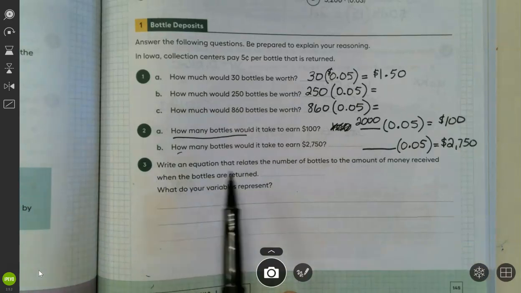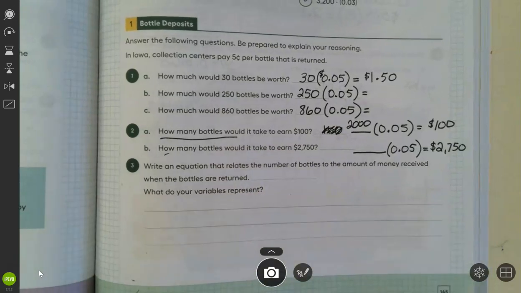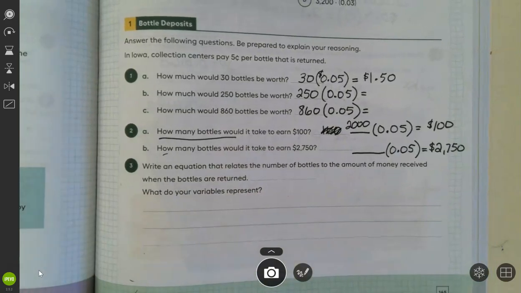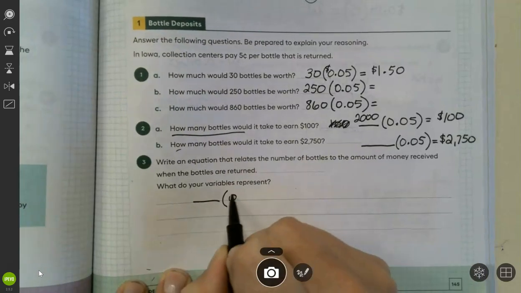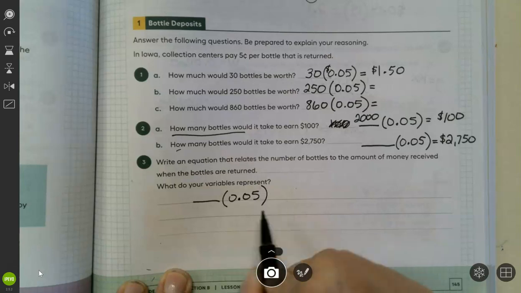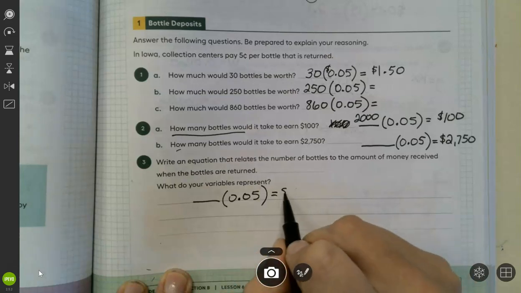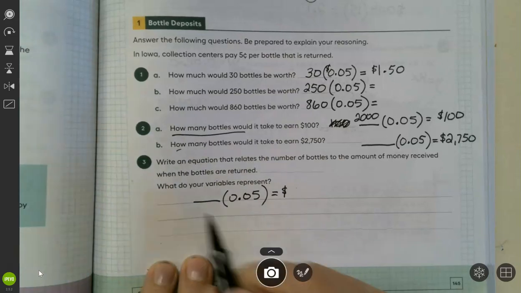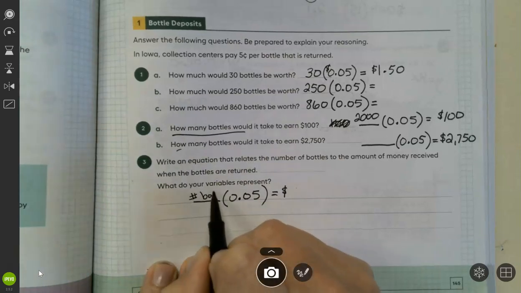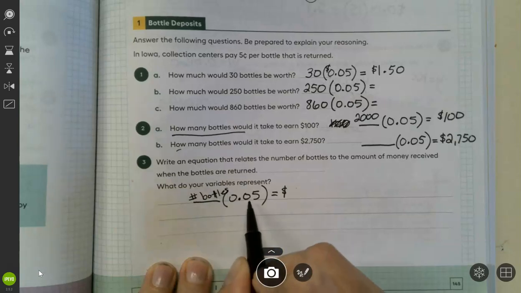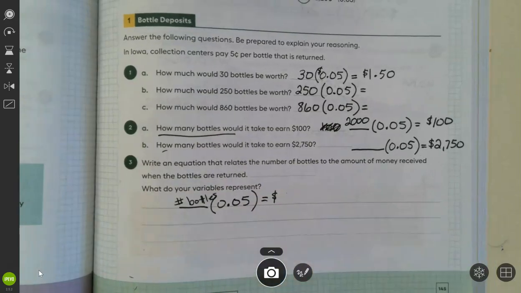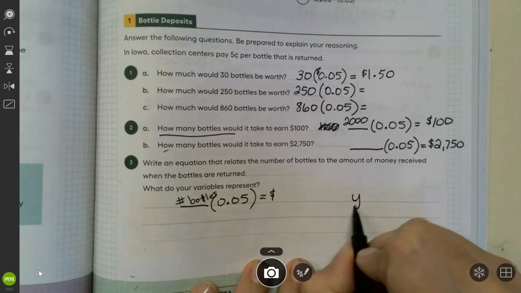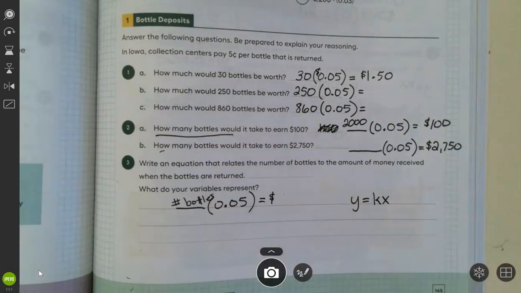The last thing: write an equation that relates the number of bottles to the amount of money received when the bottles are returned. We can do this several different ways. Here we wrote blank lines times that 5 cents equaled the dollar amount. So this was number of bottles times the 5 cents for each bottle got us some dollar amount. How do we write this where we can use the form y equals kx?